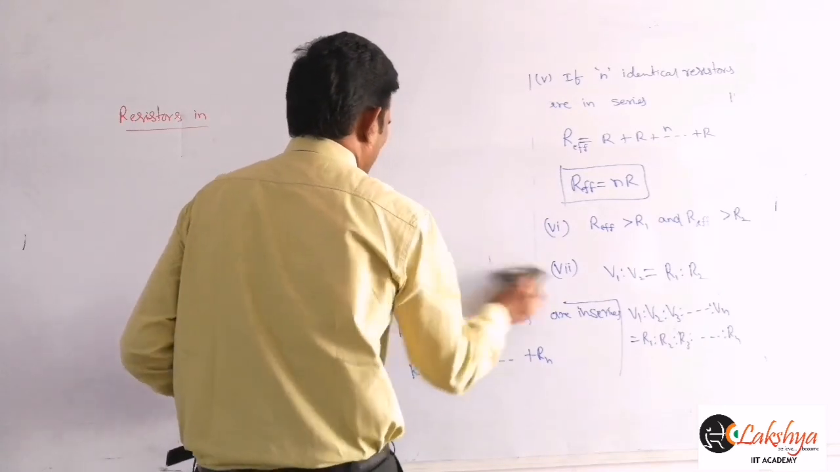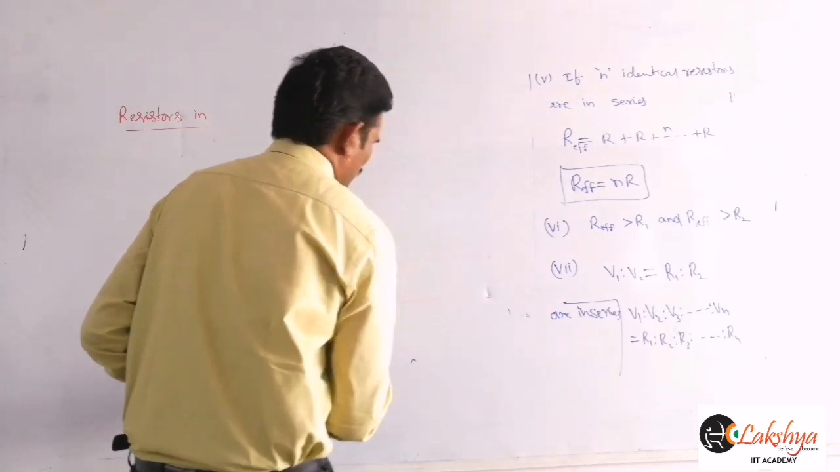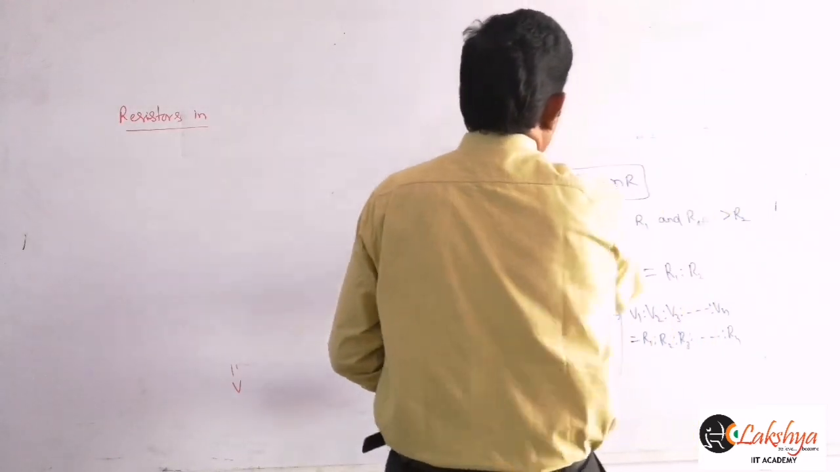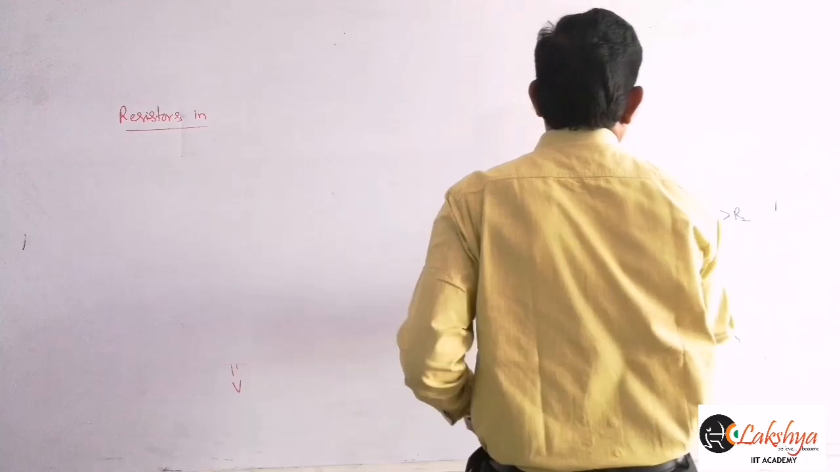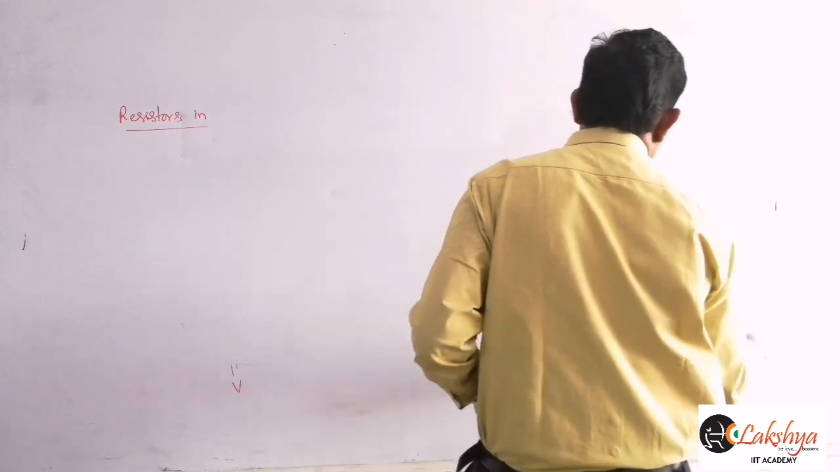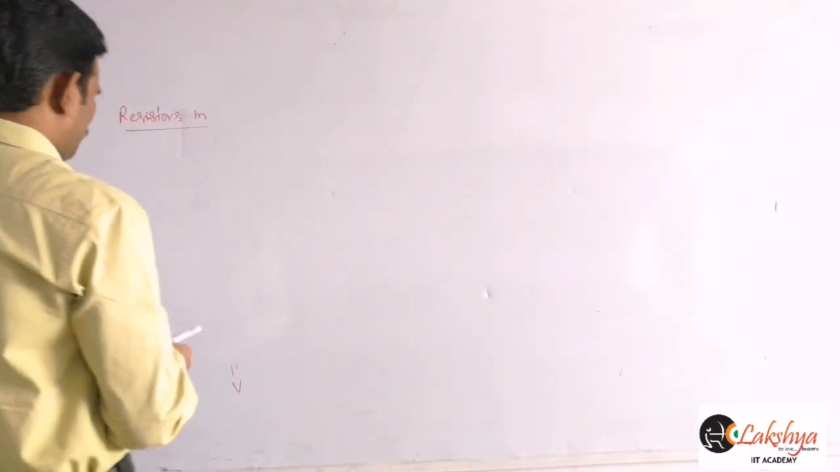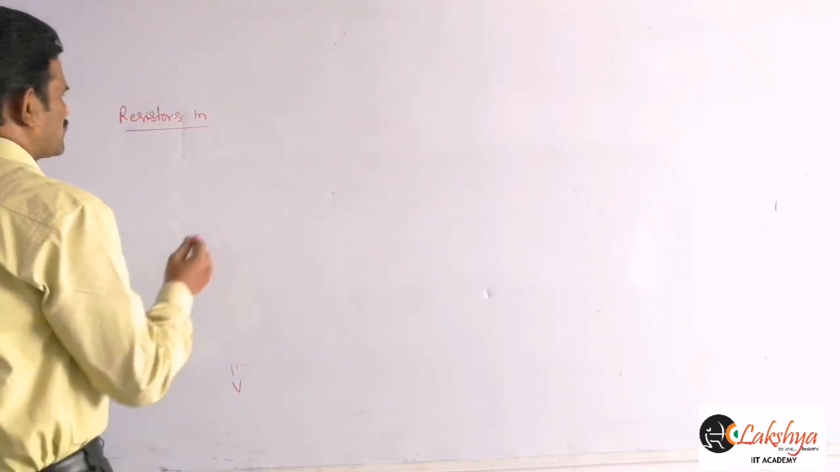So that means two or more resistors are said to be joined in parallel when their ends are connected together and potential difference is applied across that combination. When the ends of all resistors are connected together and that potential difference is applied across that combination, right? And so that means resistors in parallel.